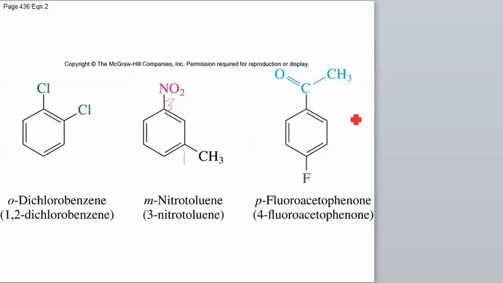This third one here also has a special name. This group at the top is called an acetyl group, but the official name from that table I just showed you is what makes it acetophenone. The fluorine is at a 4 position from that, so we can call it 4-fluoroacetophenone, or alternatively para-fluoroacetophenone. Either one of those is fine.